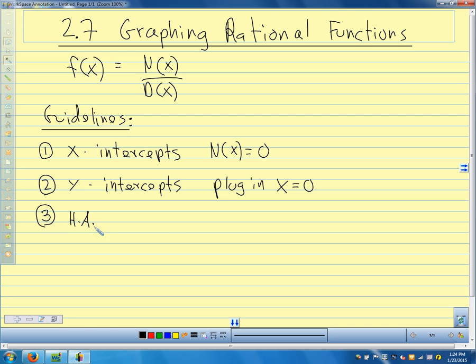Third, find our horizontal asymptotes. For our horizontal asymptotes, we just use our 3 rules, looking at the powers of the numerator and denominator. I'm not going to rewrite them up here. Number 4, find our vertical asymptotes. And how do we find those? When the denominator is 0. And we usually factor to find the zeros of the denominator.